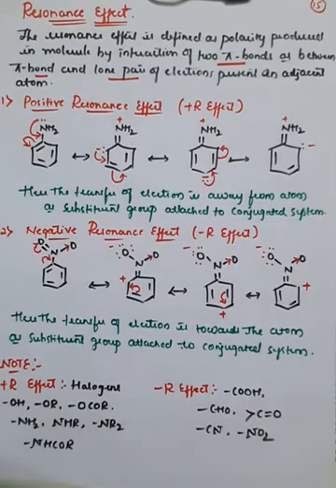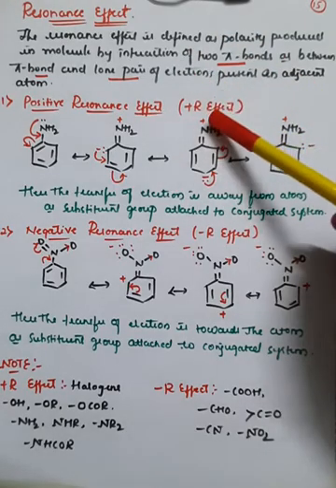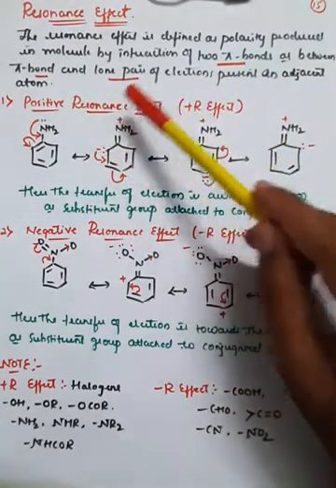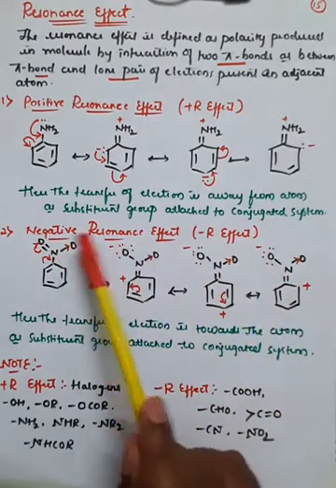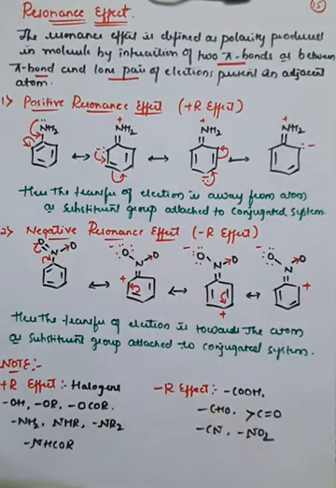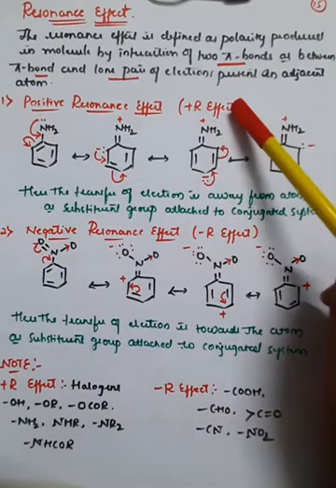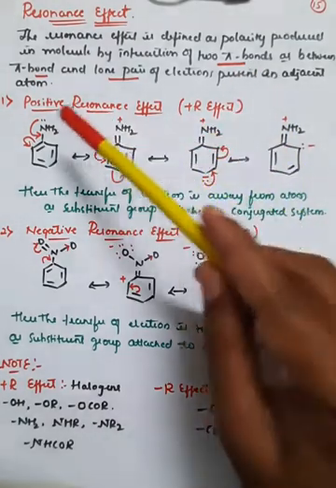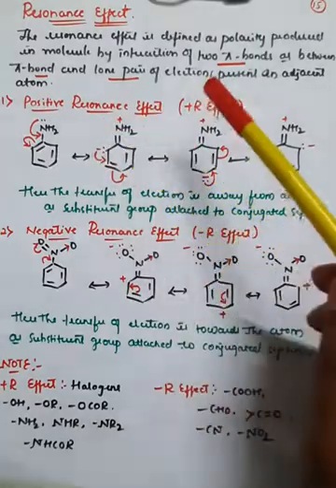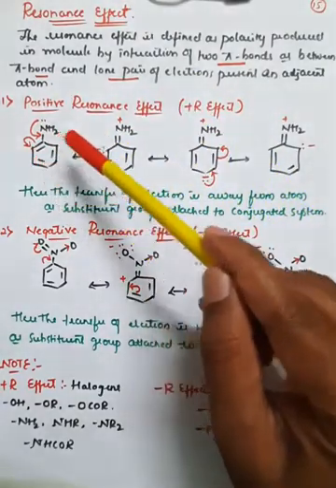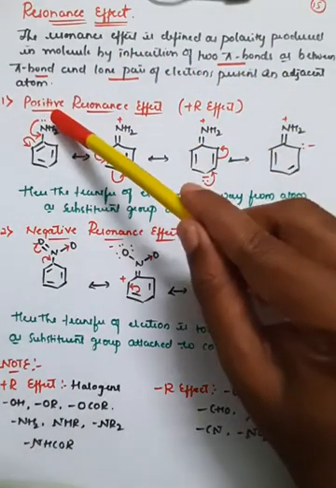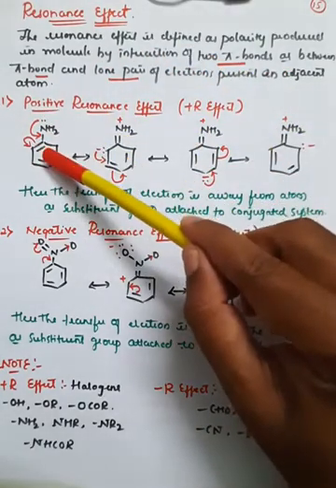There are two types of resonance effect. One is called the plus R effect, also known as the positive resonance effect. The second is called the minus R effect, the negative resonance effect. The main thing to observe is that in the plus R effect, the movement of electrons takes place from the substituent towards the benzene ring.